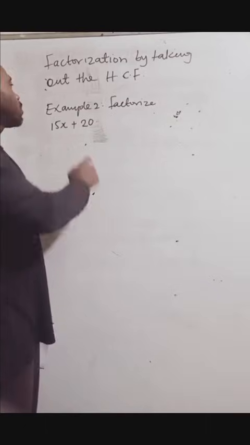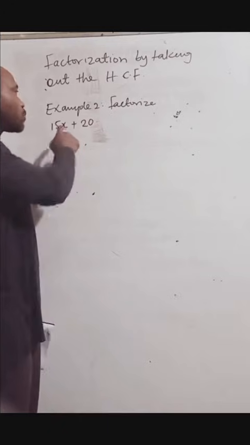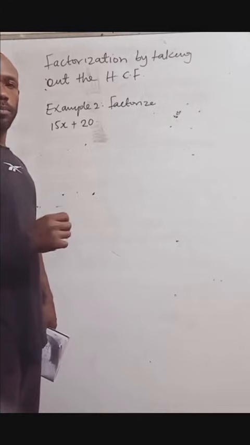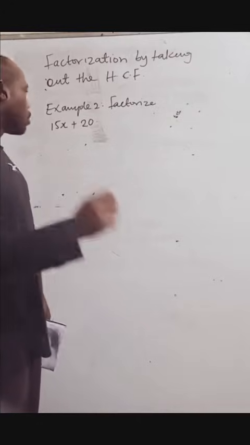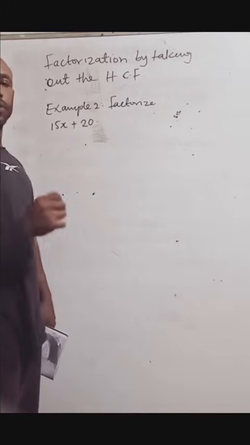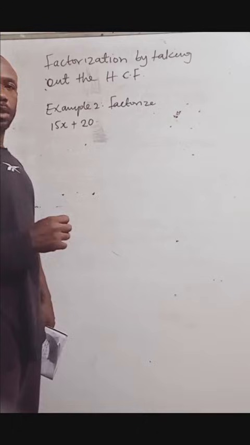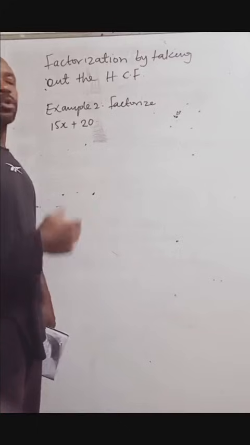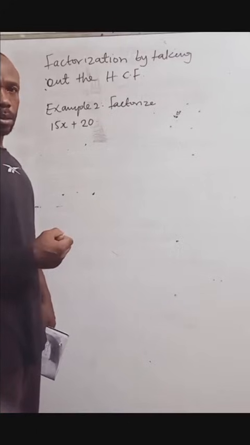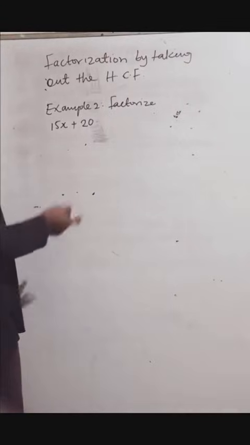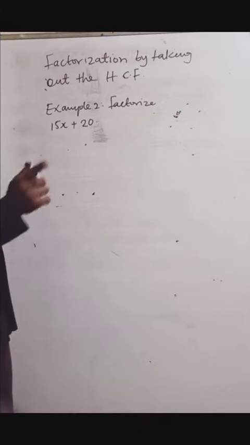So when you are given an expression like this, factorize 15x plus 20, the first step you need to take is to find the factors of 15x plus 20. When you now have the factors of 15x plus 20, you express them as a product. In other words, you multiply them together.